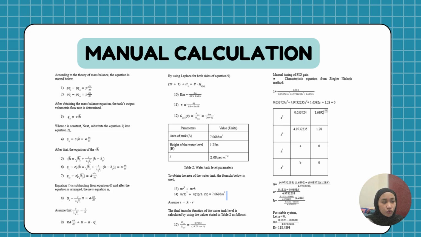Next, we have to do the manual tuning of PID gain. There is a table. The table shows the value of S, and then we have to find the value of A and also for B. For a stable system, let A less than 0, and then we get the value of K. K is less than 118.4898.